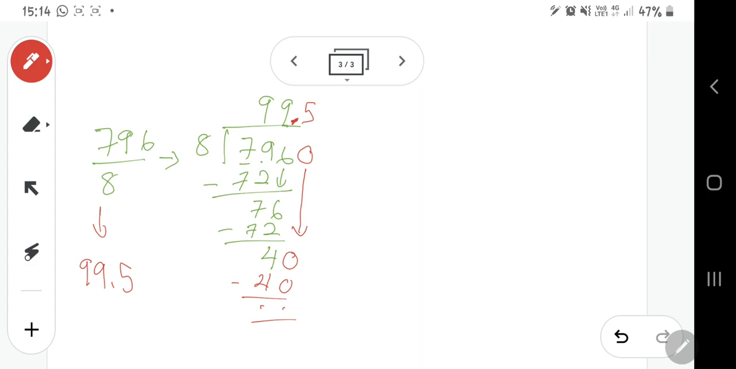Okay, so I hope you guys understand. So now let's continue with our worksheet about this topic.